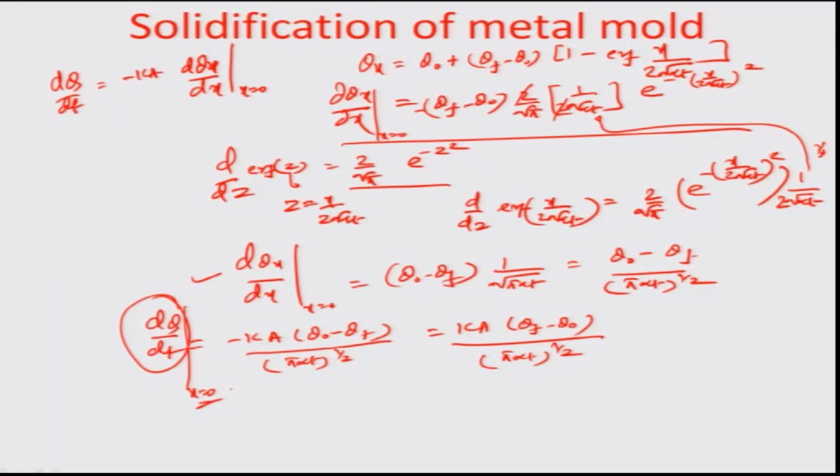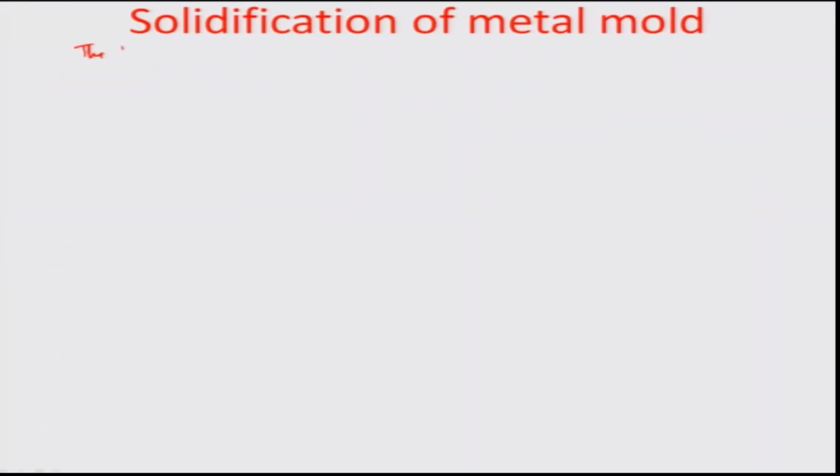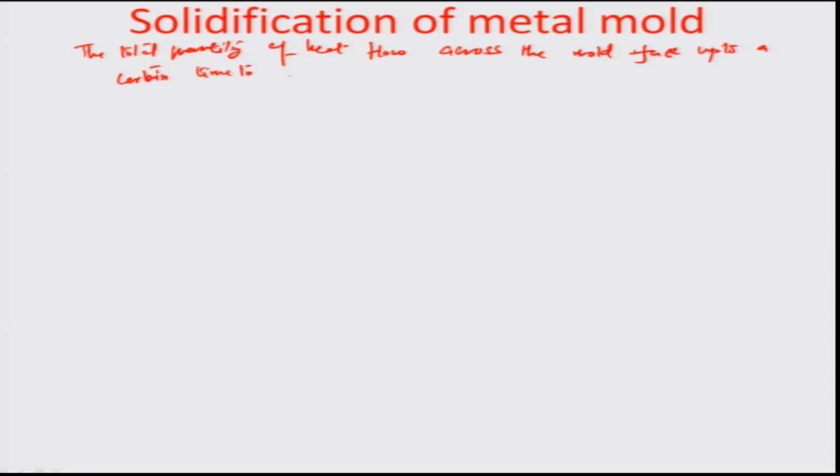So having said that, now the total quantity of heat flow across the mold face up to a certain time T0 is Q(T0), the total amount of heat, which is the integral from 0 to, let us say, time T0 of this Q dot, dQ by dT, dt.